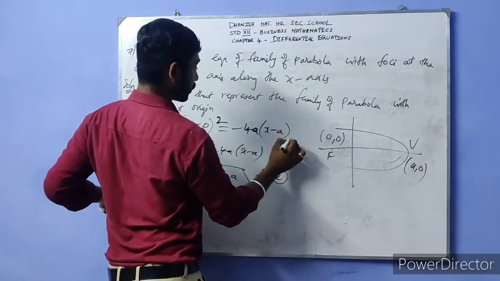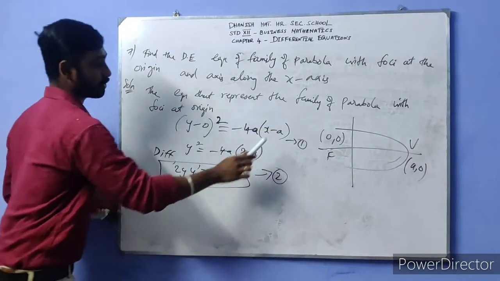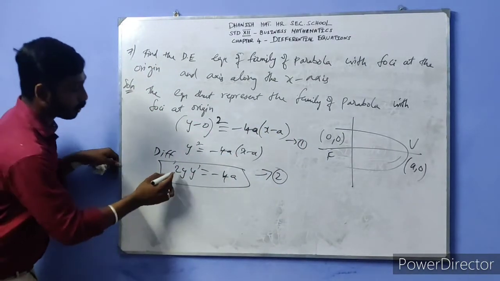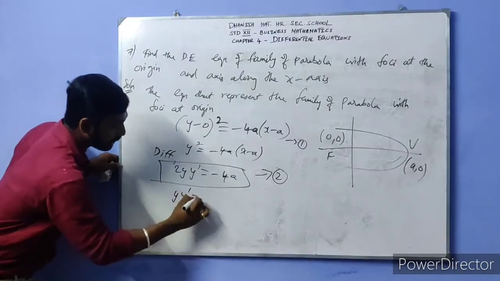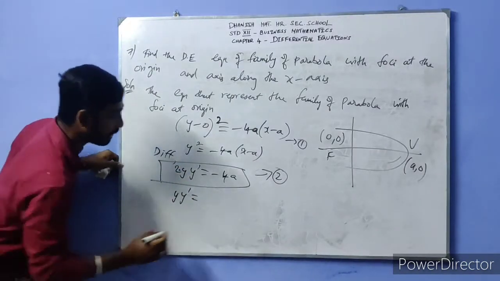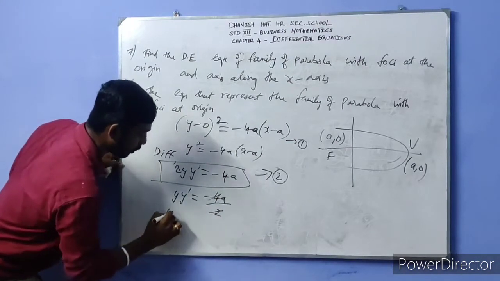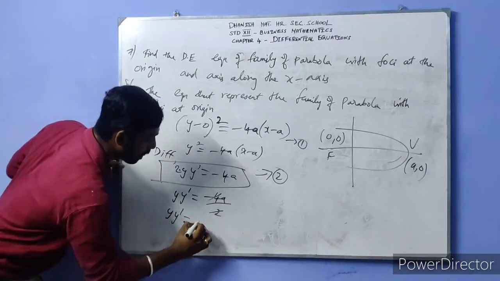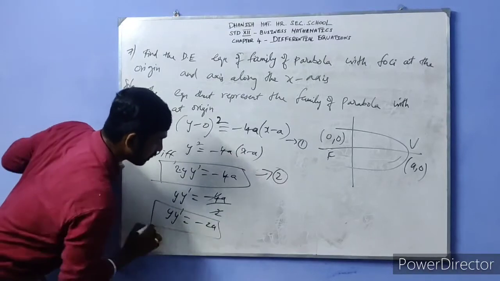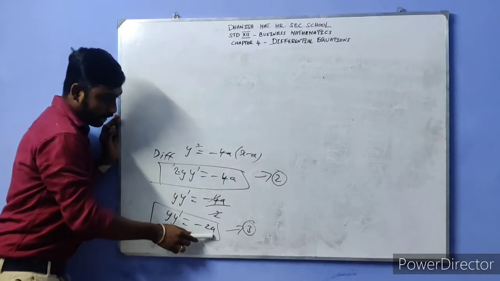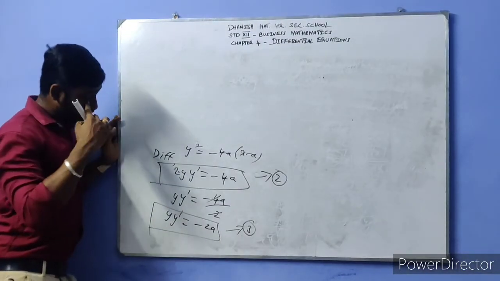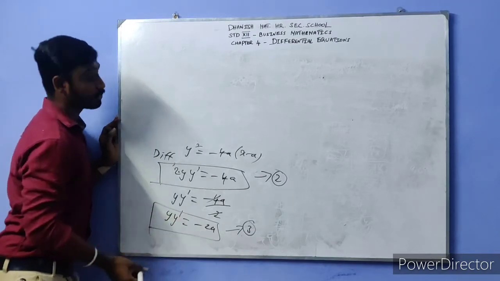The first equation is the one given here, and this is the second equation. Now y dash equal to, this 2 goes to that side, divide here, and cancel this. Y dash equal to minus 2a over y. This one is the third equation. Now we are going to square this third equation. So what is the third equation? Y dash equal to minus 2a.